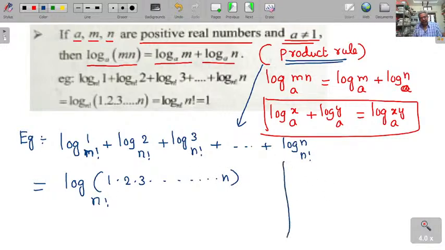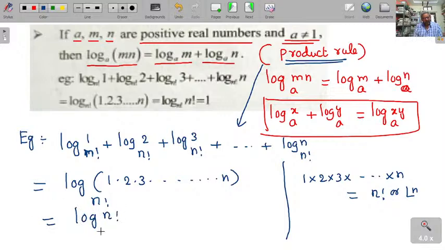See, we know that product of the first n natural numbers, that is 1 into 2 into 3 into so on into n, is denoted by factorial n or n factorial. So now we can write logarithm of n factorial to the base n factorial, which is equal to 1. So this is the answer. Okay, I hope it's very clear to you.